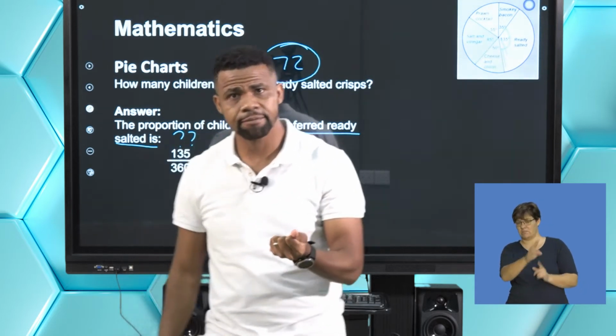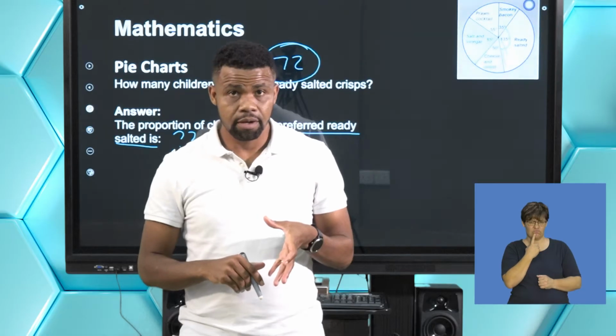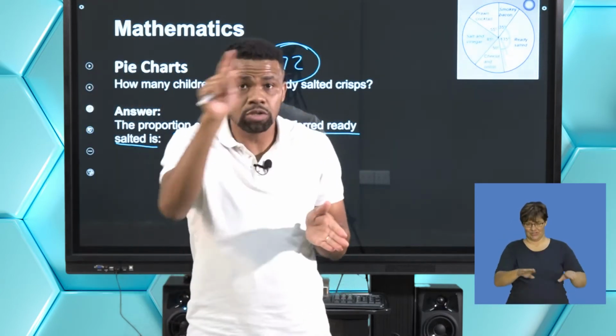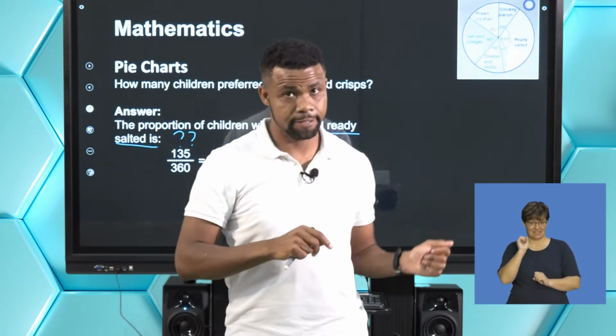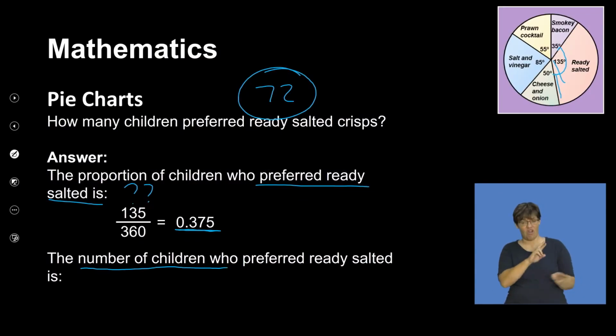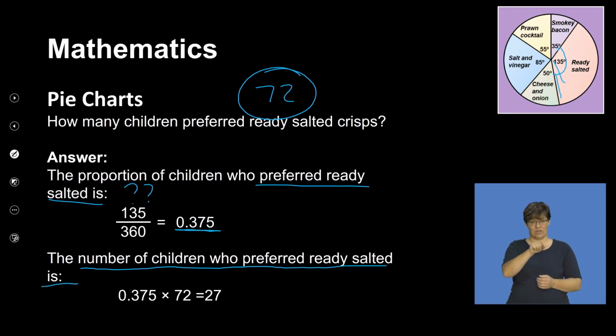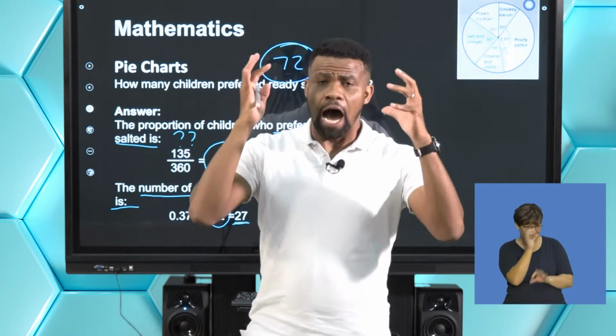We put that in our calculator. Let's see what we get. So this is what we get: 0.375, of the total, which is 72, take ready salted. Are we all together? Then this is what we do now. The number of children who preferred ready salted is this multiplied by the total, which gives us 27 kids. Are we all together? Okay. I hope this makes sense, guys.